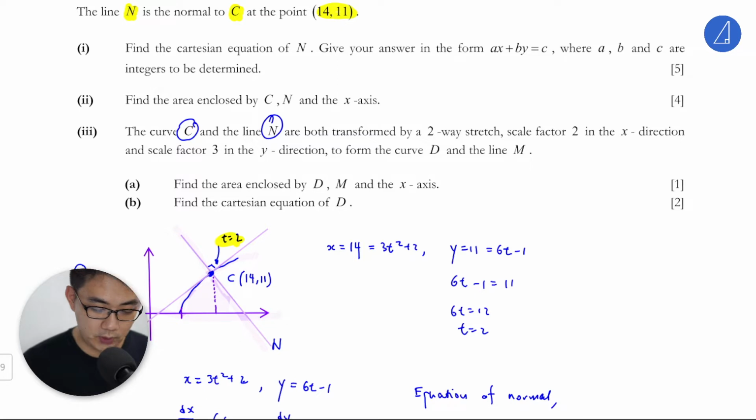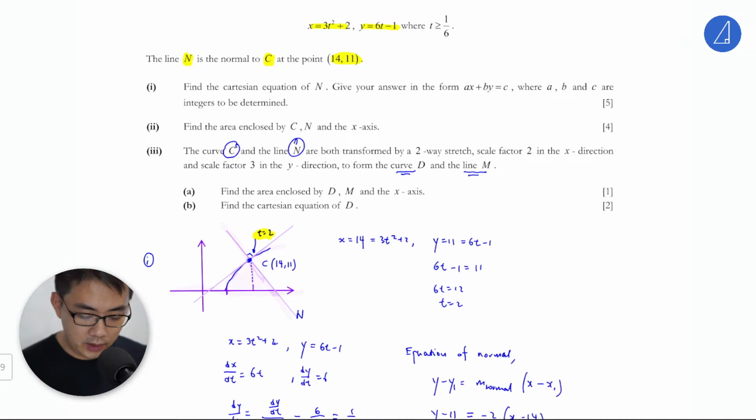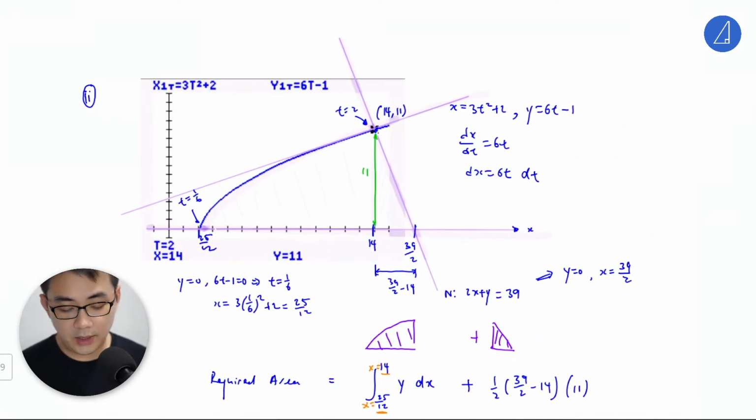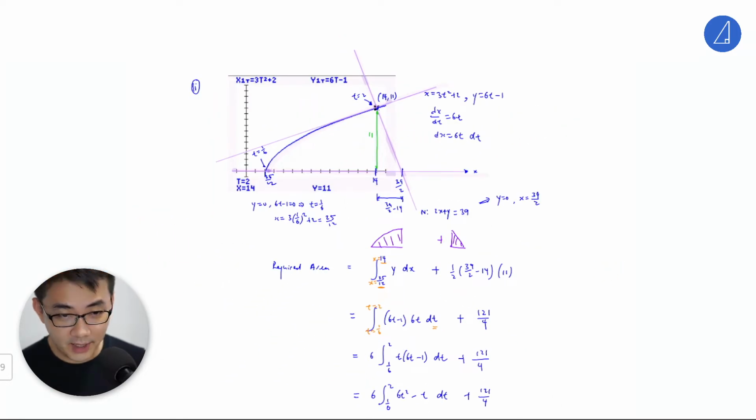they will just do a two-way stretch to form the curve D and line M. Alright, find the enclosed area by D and M and the x-axis. So essentially, everything will be stretched in the same direction. So it's just a mark. So there's a faster way to do it instead of just finding the equations separately.